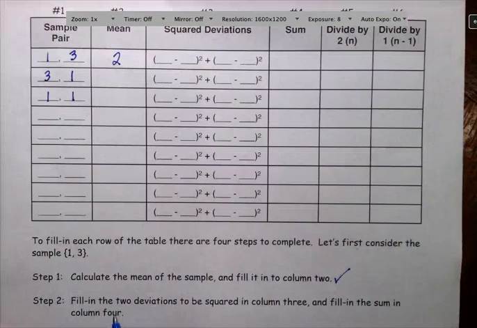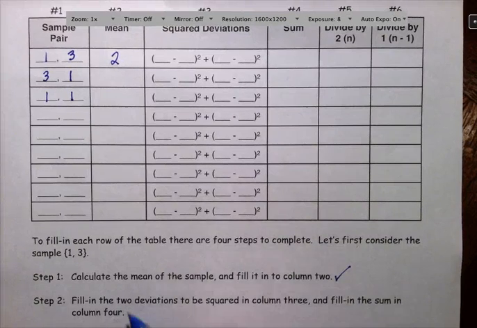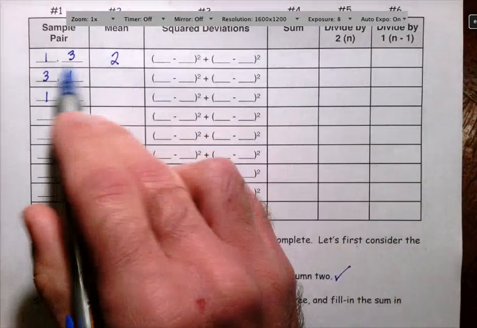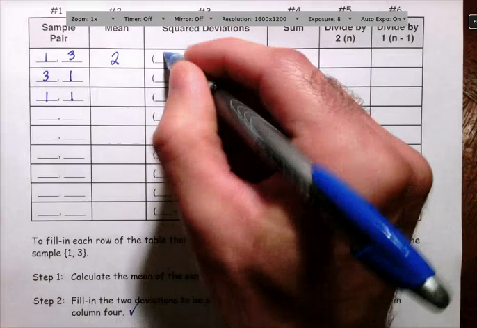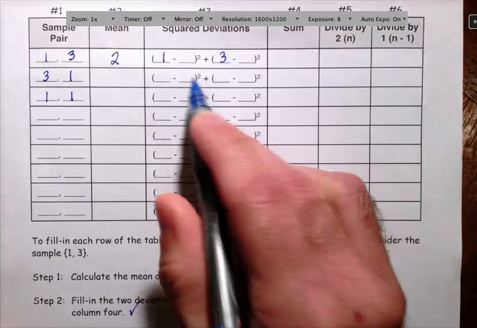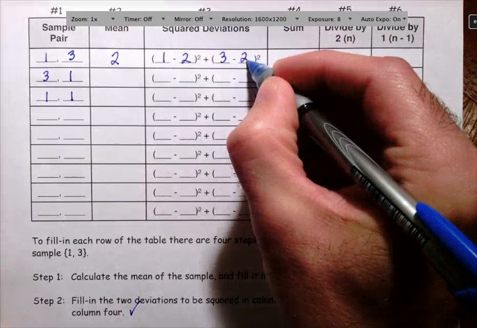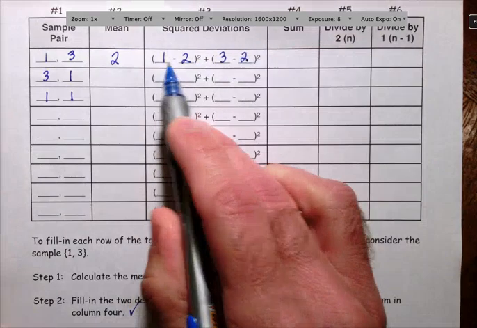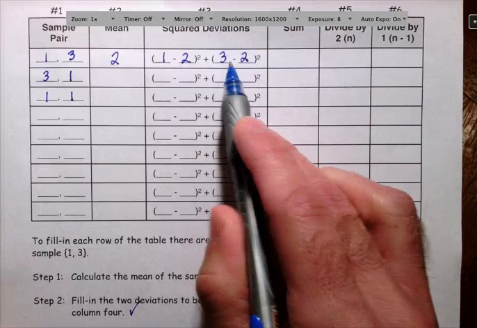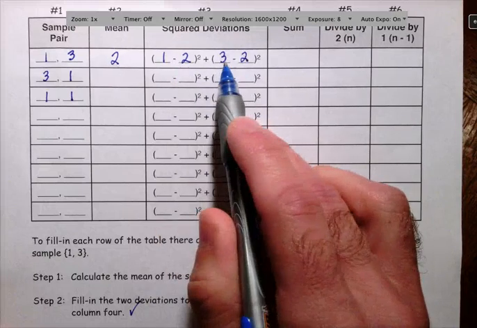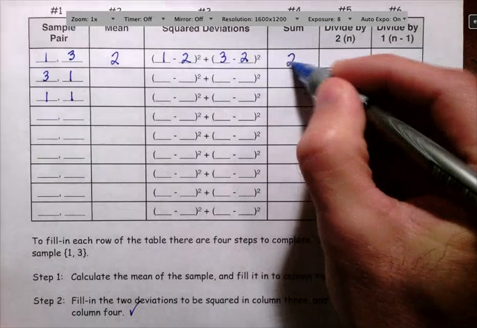So step number 2, fill in the 2 deviations to be squared in column 3 and fill in the sum in column 4. All right, well, the observations are 1 and 3. The mean is 2. So this is a negative 1 squared. This is a positive 1 squared. Those make 1 and 1. 1 plus 1 makes 2. That would be my sum.